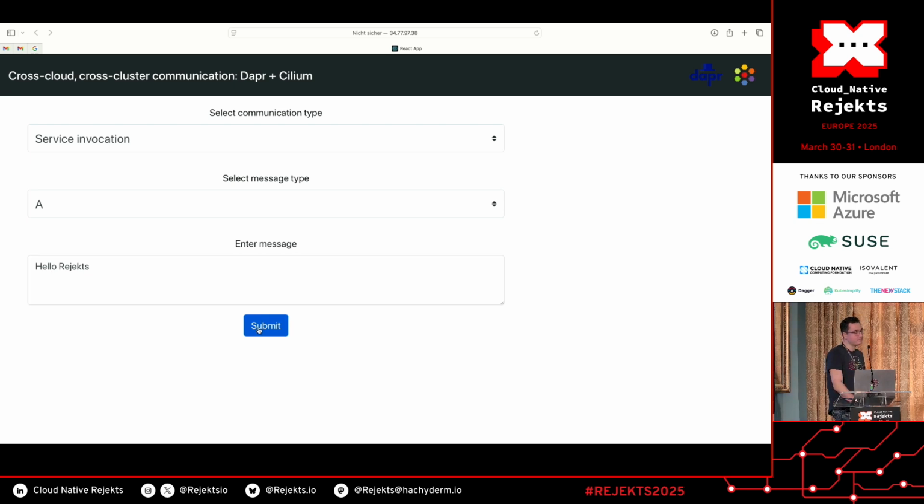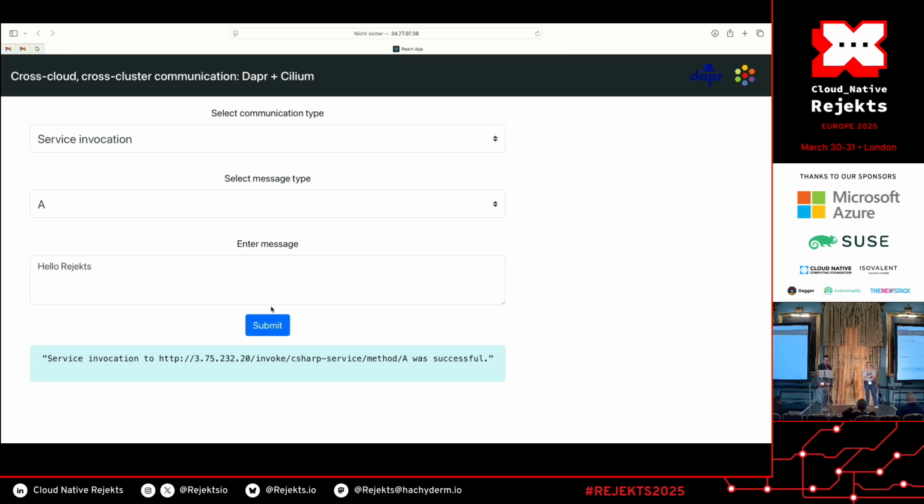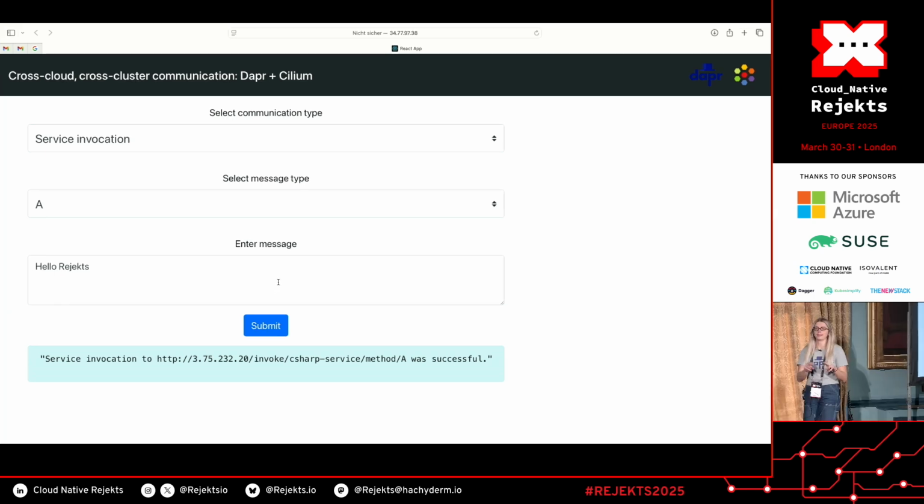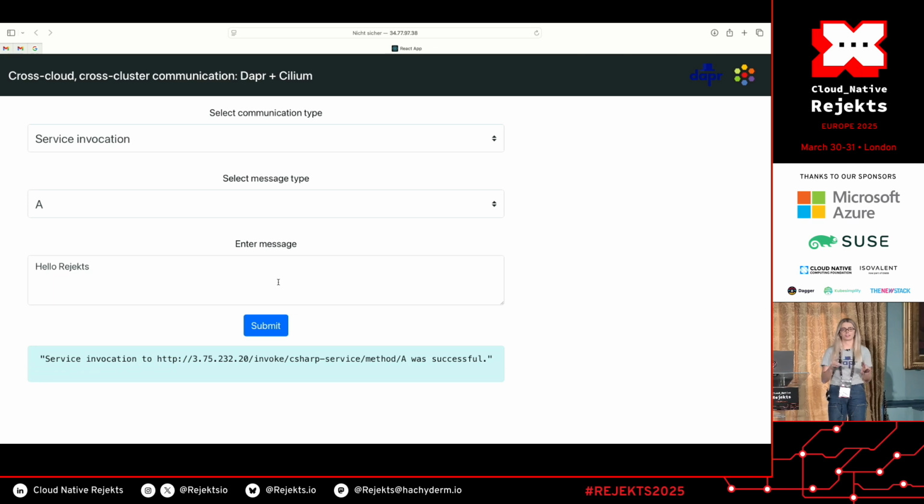But essentially what this is doing is using the Dapr service invocation APIs to call into the, this is running on GKE right now, calling into the AWS, in this case they're K3S clusters, calling into the first one. And so this invoke endpoint is specific to Dapr. And then we're invoking what's called, in this case, a C# service on the method A based on the message type. So this is completely normal Dapr. I didn't do anything here to change Dapr. I'm just getting the cross-cluster from the Cilium multi-cluster mesh, is my point.